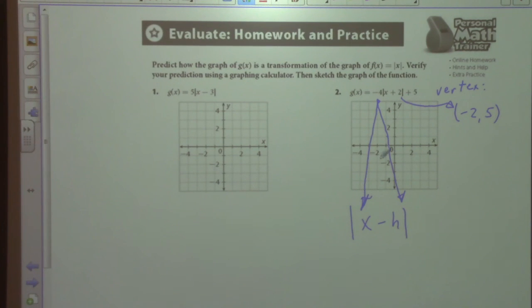I wasn't too careful about it, but did you graph that in the calculator too? Yeah. Is that what you saw when you graphed it in the calculator? Okay, good.